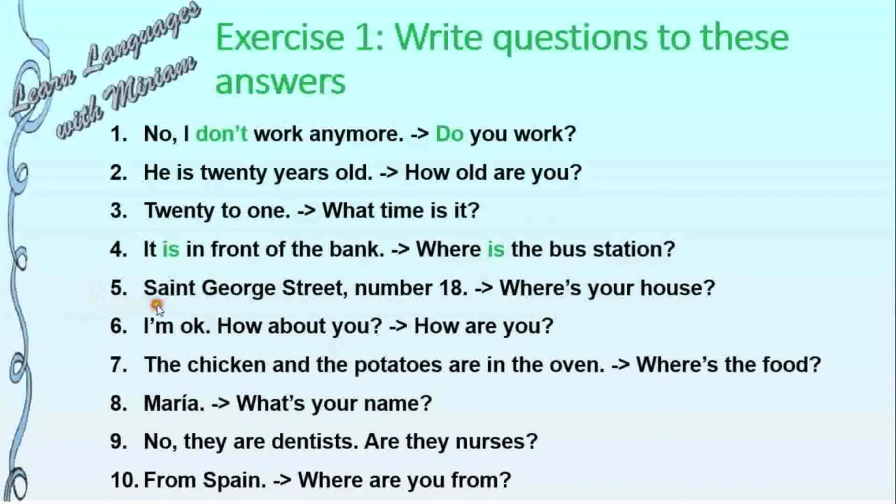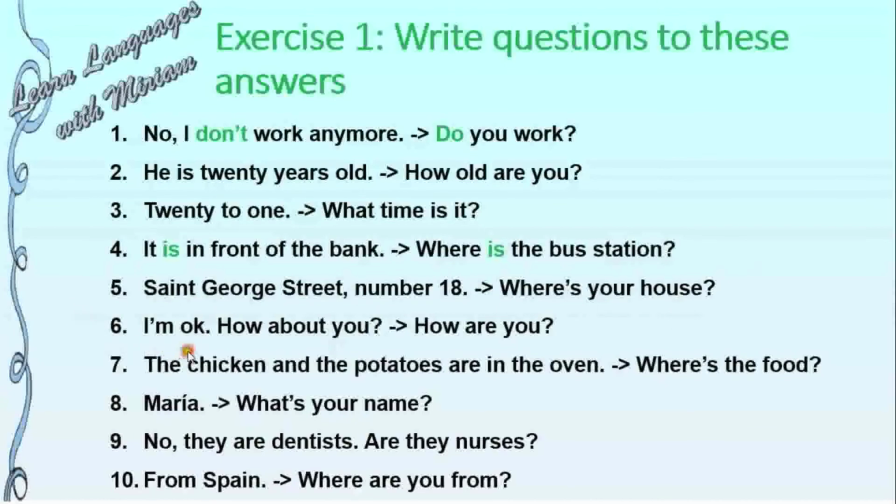5. St. George Street, number 18. This is a location. So for example, we can ask, where's your house? Again, we write the question where, then the verb to be is, and then your house. This is a short form, but we can say where is your house.